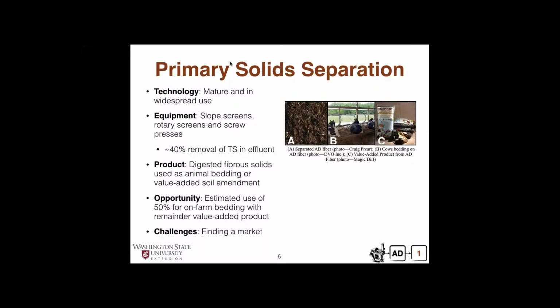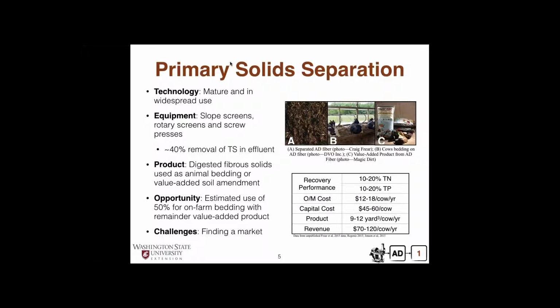On the market, there's peat moss, there's other soil amendments that are replacements and soil amendments that are being shown. And if we just look briefly here at the recovery performance, we're talking 10 to 20% total nitrogen, 10 to 20% total phosphorus. And then I'm not going to go heavily into the economics here, but we can look at the operation and maintenance, the O&M costs, and the revenue, the last line. And we can see that we're at least on the positive side for primary solid separation.